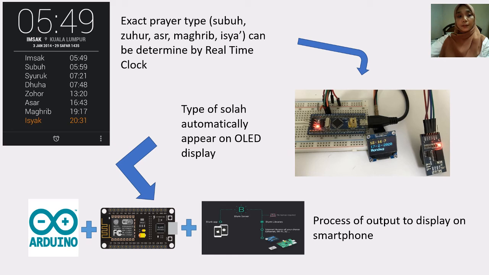For this phase, the application needs to be determined for each part of the system. It started from the exact prayer time, whether it's Subuh, Zuhur, Asar, Maghrib, or Isha, that can be determined by a real-time clock, to the type of solah automatically appearing on the OLED display, to the process of output on the smartphone, which consists of Arduino, Node MCU, and Blynk application. In this prayer mat system, there are two applications that will be defined, which are the Arduino IDE software and the Blynk application for computer and smartphone.